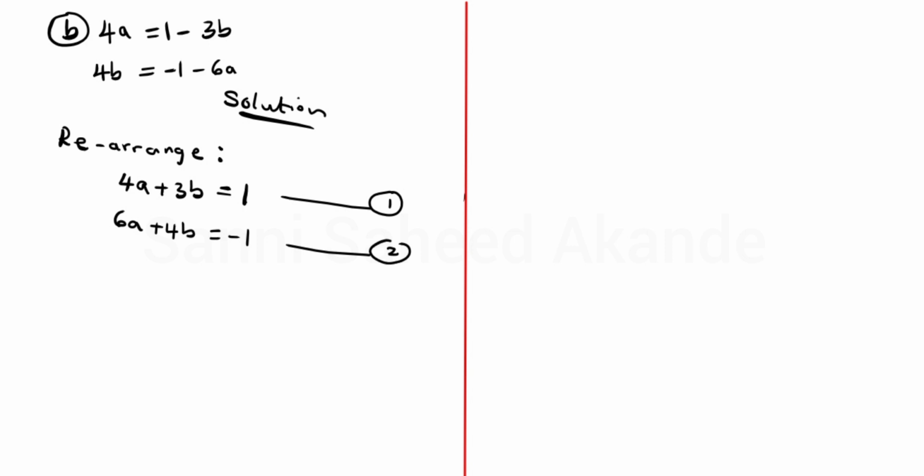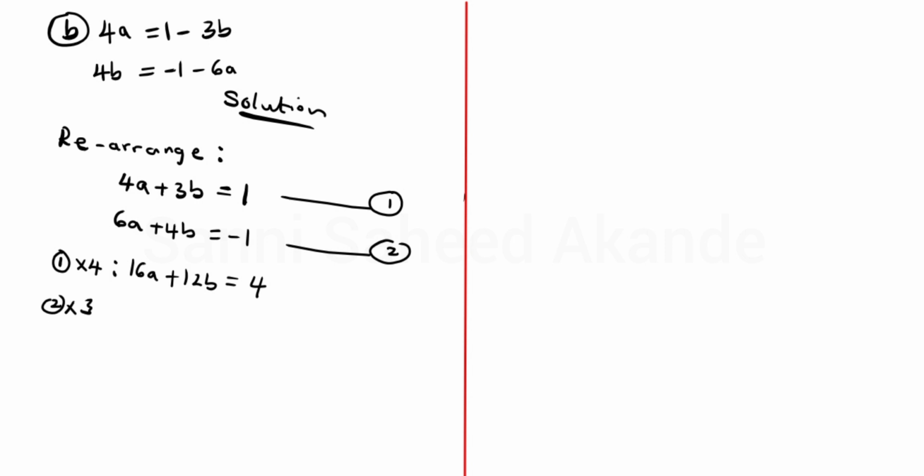So how do I achieve this? I'm going to multiply equation 1 by the coefficient of b in equation 2, which is 4. Okay, so now let's multiply equation 1 by 4. 4 times 4a, that's 16a, plus 4 times 3b, that will be 12b, then equal to 4 times 1 is 4. Then I'm going to multiply equation 2 with the coefficient of b in equation 1, which is 3.